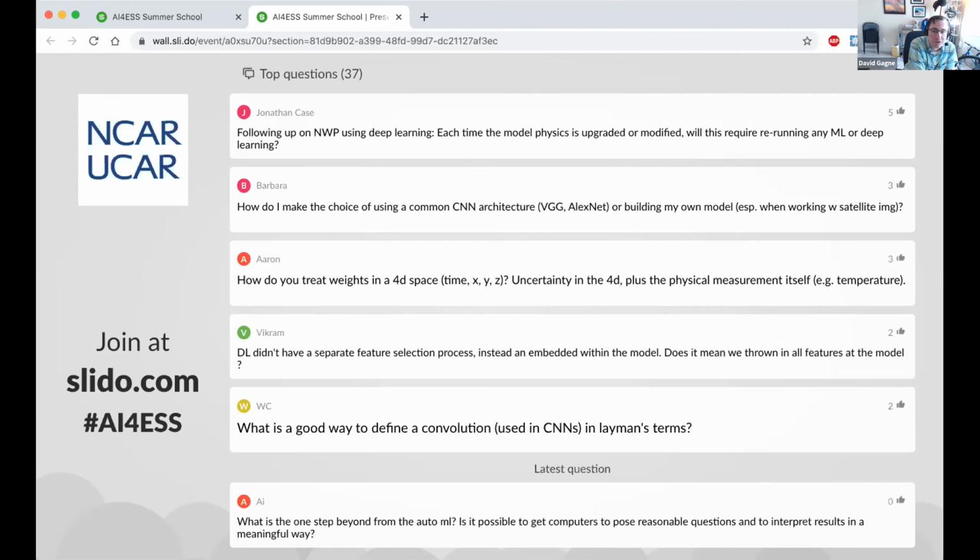All right, next question. Following up on NWP using deep learning, each time the model physics is upgraded or modified, will this require rerunning any ML or deep learning training, presumably?